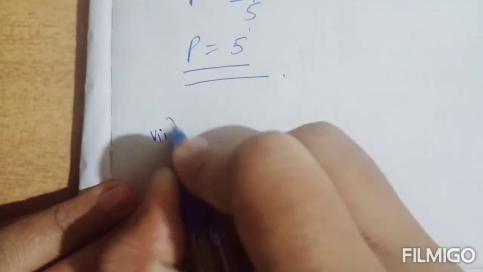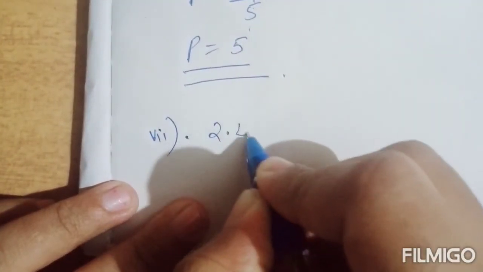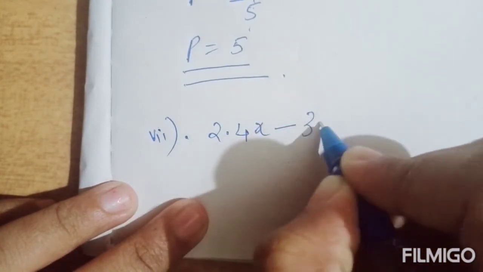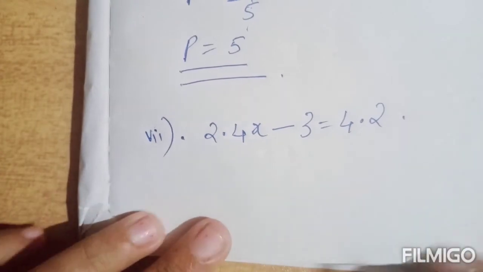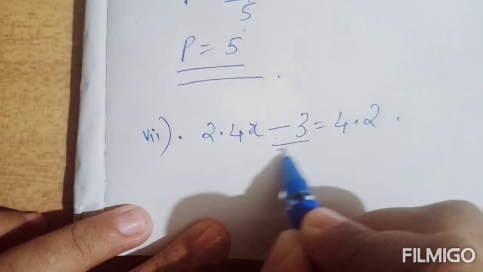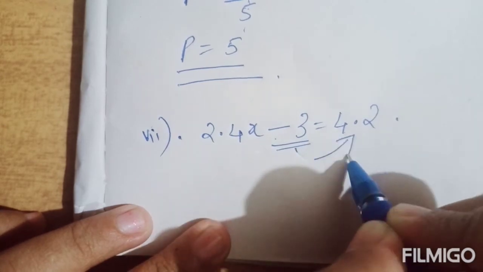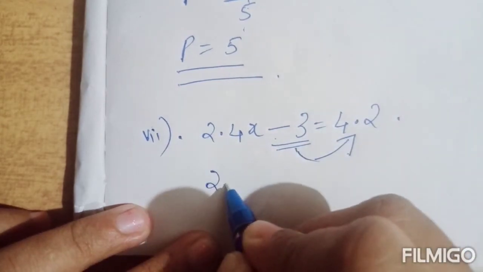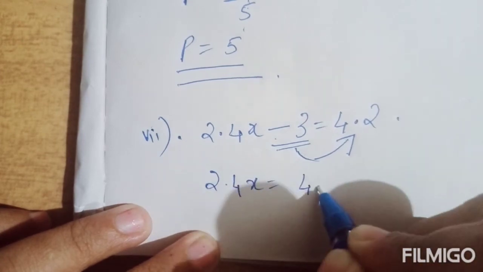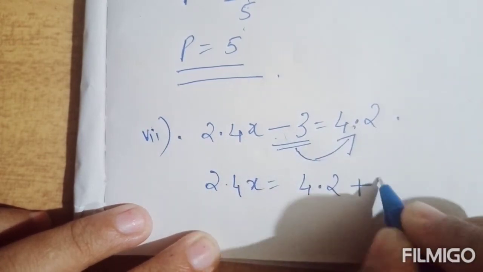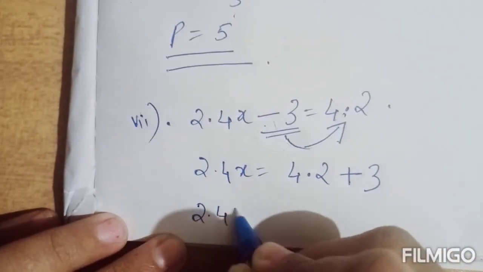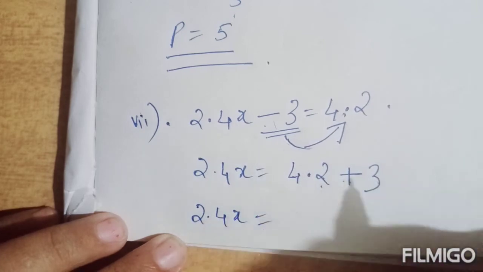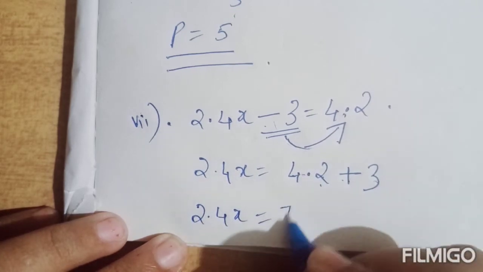Okay. Now in that seventh one, 2.4x minus 3 equal to 4.2. So here first we are transferring or taking this minus 3 to the other side. 2.4x equal to 4.2 minus 3 on taking to other side, it will be plus 3. Okay. 2.4x equal to 4.2 plus 3. You can add this. You will get 7.2.